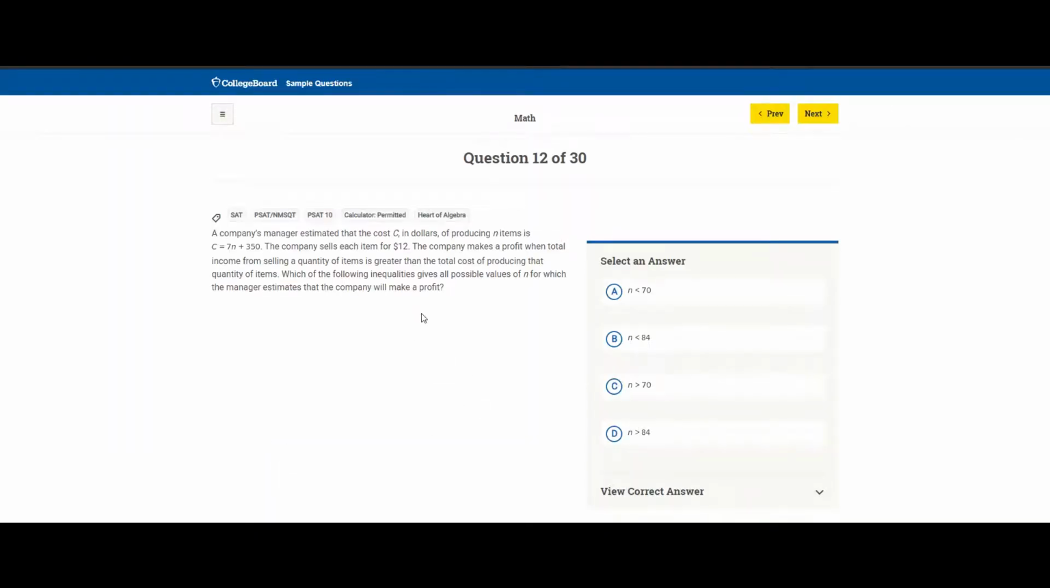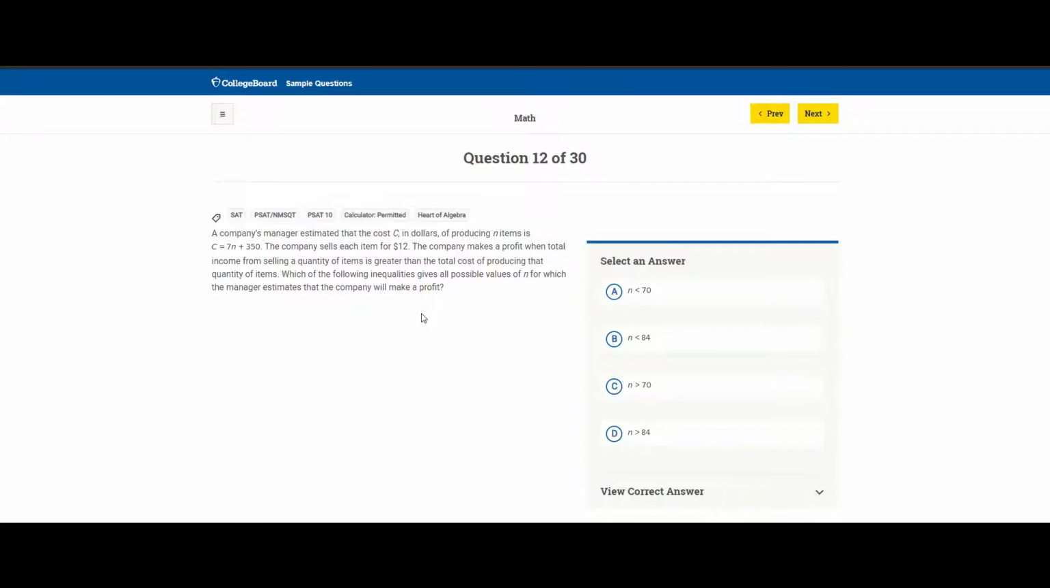That's fun. Okay, the company's manager estimated that the cost, C, in dollars of producing N items is that. Company sells them each for $12. Company makes a profit when total income is greater than the total cost. Which of the following inequalities gives all possible values of N for which the manager estimates the company will make a profit? So we're looking at 7N plus 350.